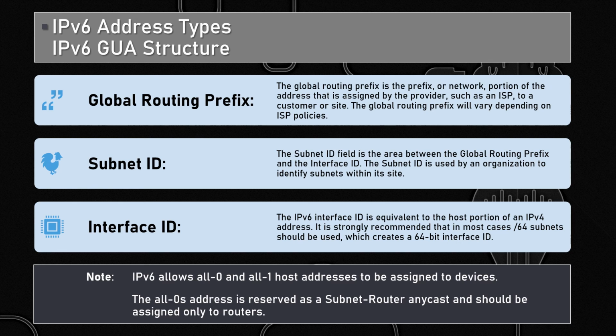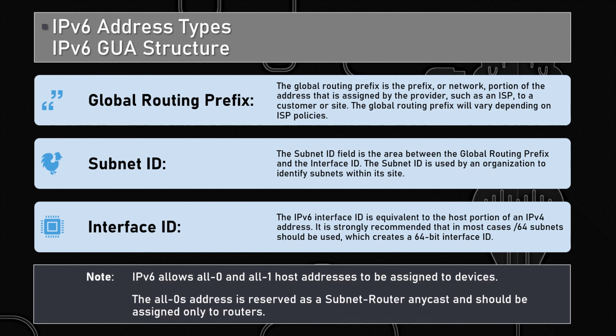The subnet ID field is the area between the global routing prefix, so the first 3 bits, and the interface ID. So there's 61 bits that are usually in that subnet ID. Now this is used by an organization to identify subnets within its own site. The global routing prefix is usually far longer than the first 3 bits, but the first 3 bits are obviously dedicated to that. Usually the global routing prefix is only like 1 hextet. So out of the 64, you've got something like 16 that is divided up for the subnet ID.